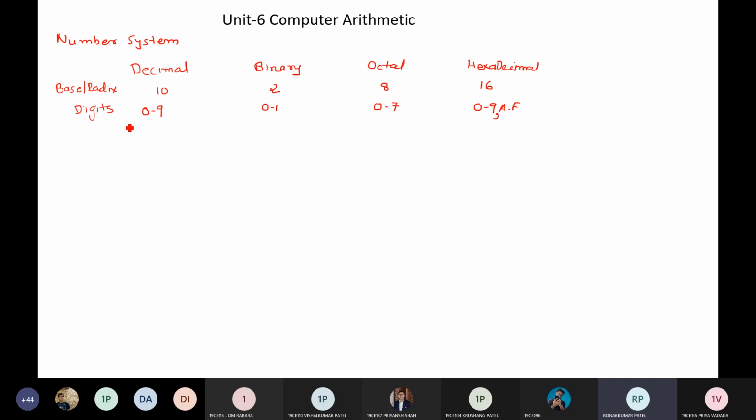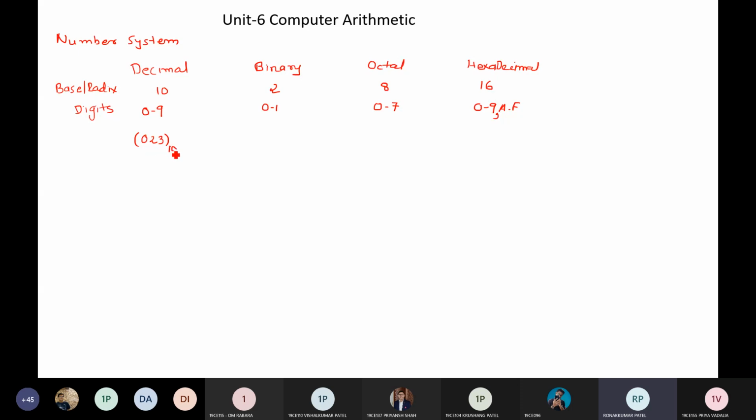Now let's take some examples. Suppose I am writing 0, 2, 3. What is this number system? This can be decimal, this can be octal, it can be hexadecimal as well. So how do we differentiate? You need to write the base, like this: base 10. This way you will understand that this is a decimal representation.